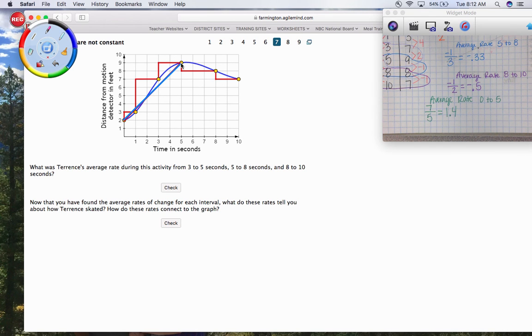So it would be that point right there. That would be your line between those 2 points. So that's the average rate of change in that.